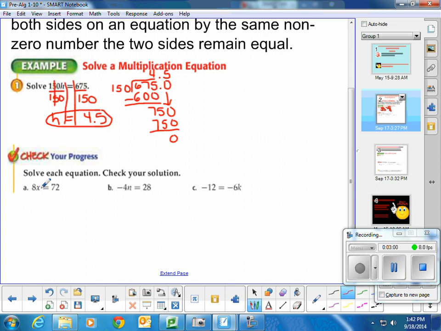Alright, in the first practice problem, 8x equals 72. Divide both sides by 8, because that's 8 times x, and to undo multiplication you divide. 8 divided by 8 is 1, and 1 times x is x. And on the other side, 72 divided by 8 is 9. If you want to check your work, you would plug 9 back in for x. 8 times 9 equals 72, so we know we've got the correct answer.